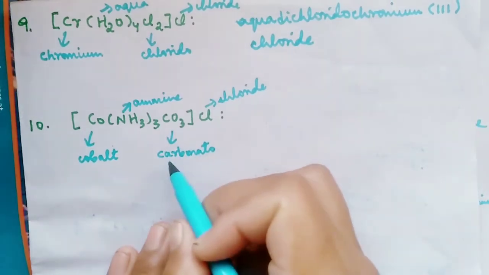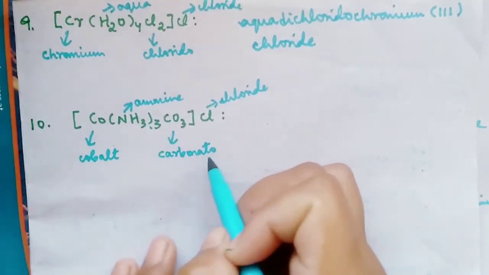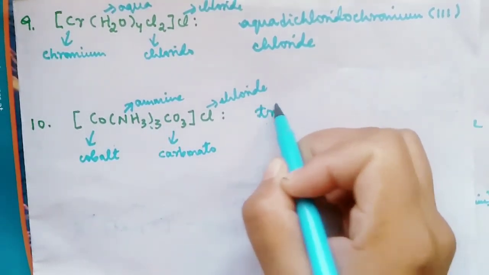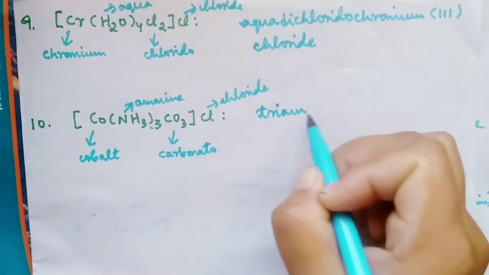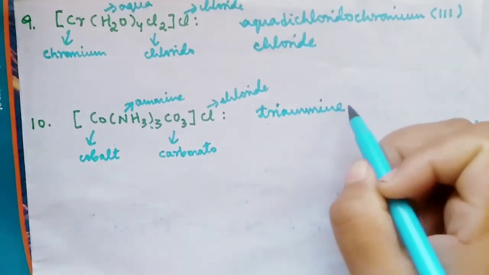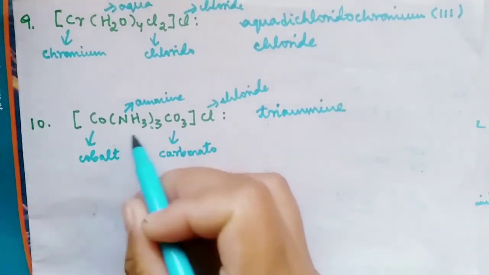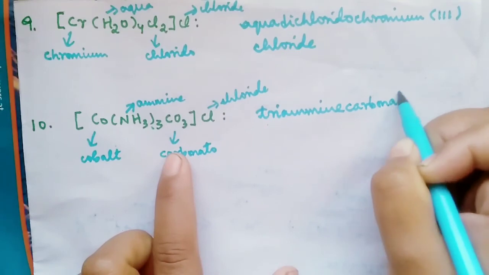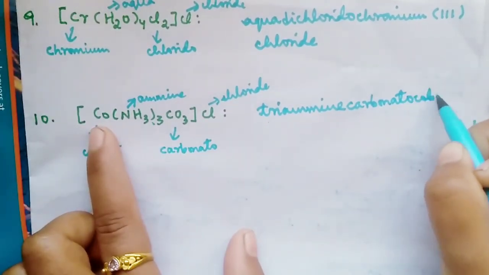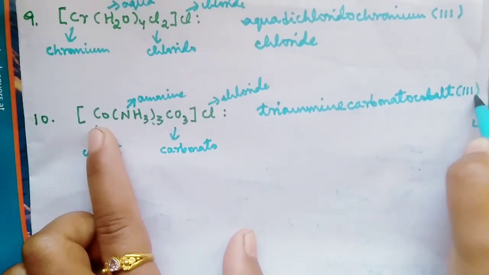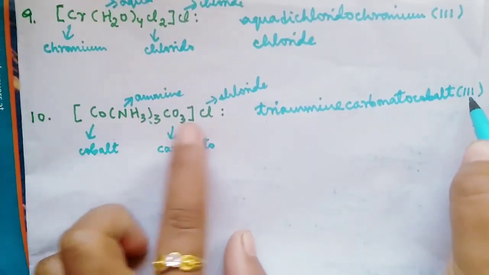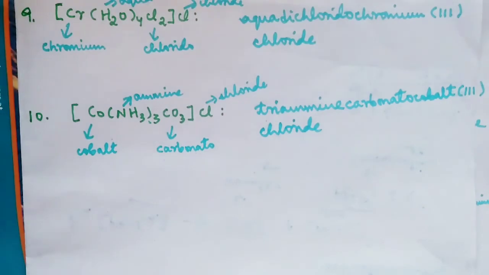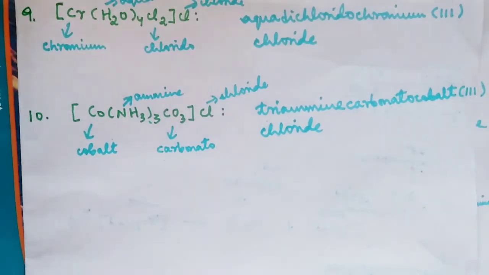And then the last one we have, what? Amine and carbonato. So A and C, A comes first. So it is tri, because of this number 3. Amine, spelling, it is A-double-M, okay? If it is a ligand. And then carbonato, cobalt. The oxidation state of cobalt in this complex is 3, with a Roman numeral III, and then chloride. So in this way, we are naming the coordination compounds containing cationic complex ion.